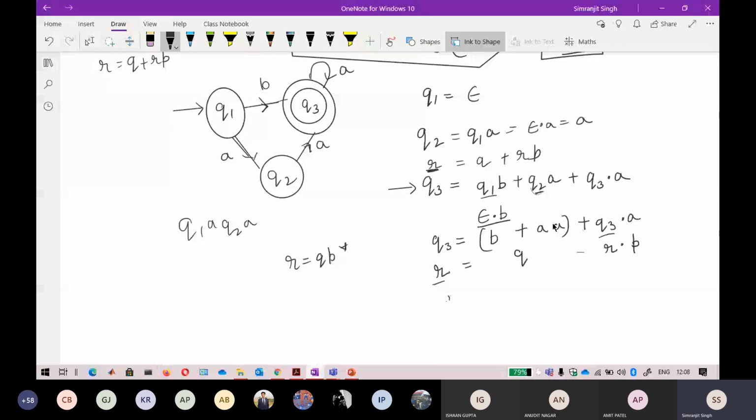What you should do is take this R and put the value of QP star. Now you will do some calculation and get the same result that I am getting right now. Now it can be written as QP star. So R equal to, what is Q here, b plus aa, and P here is a star. So this is the direct regular expression of this automata. That is the purpose of generality. If you get an equation Q plus RP, you will get the solution directly. You can write the solution as QP star.